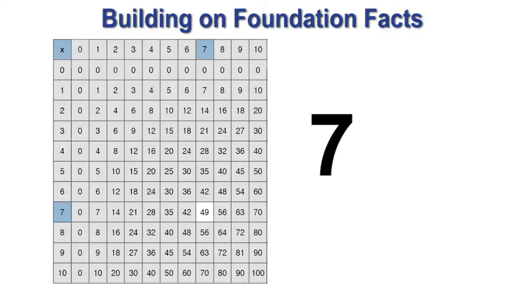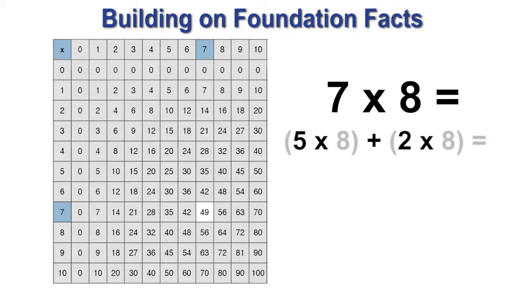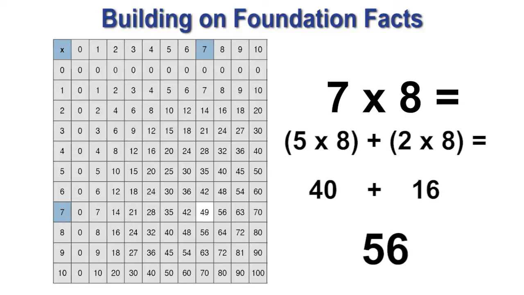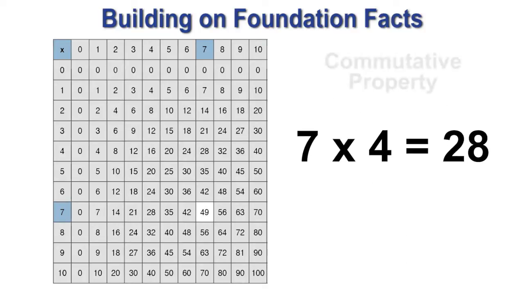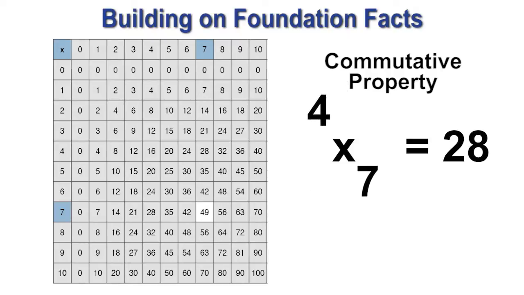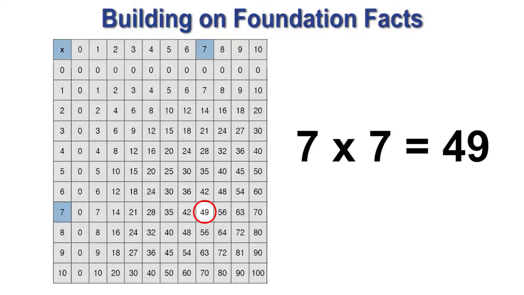Times 7. Students can use the distributive property to break apart times 7 to times 5 plus times 2. 7 times 8 is 5 times 8 plus 2 times 8, which equals 40 plus 16, which equals 56. Another strategy is to use the commutative property, and instead of thinking 7 times 4, they can think of it as 4 times 7 and use the times 4 strategy. By this time, students might realize that they know all of their facts except 7 times 7. Students can use the distributive property or try to memorize 7 times 7 equals 49.